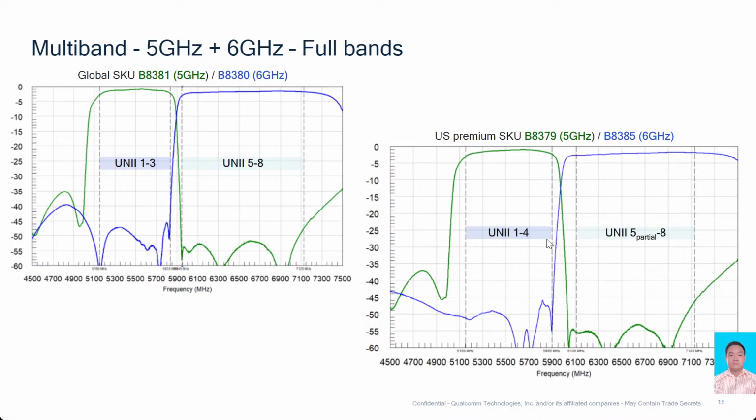And just wanted to show this to give you an idea of how they work together. It's called multiband. So the Uni 1 to Uni 3 plus the Uni 5 to Uni 8, as you can see, very good coexistence. They live together very nicely.